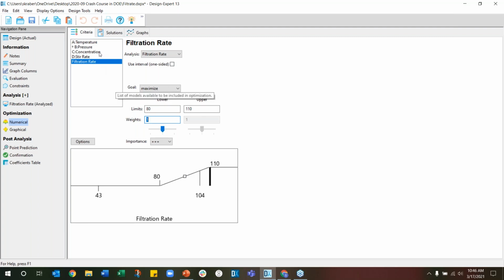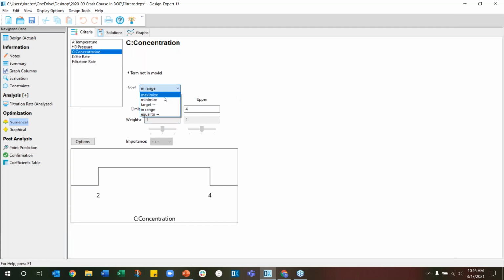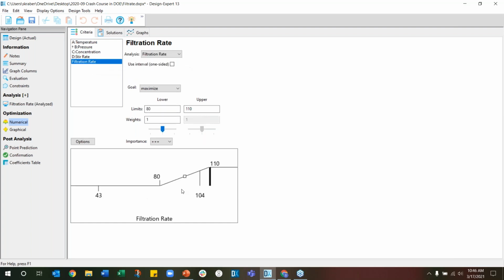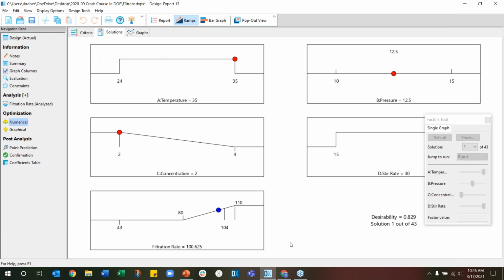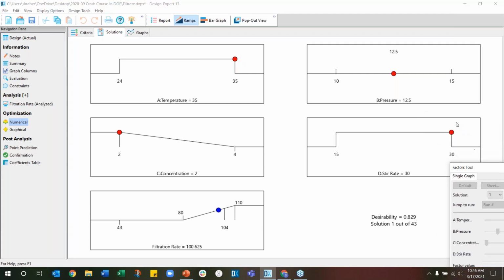The other thing I want to do in this case is minimize the concentration. Now, since this is a factor, I do want solutions to span the entire range of concentration that I studied, so I'm not going to change the range for concentration because that's a factor, but I do want to change the range for the response. So now I have two things that I'm searching for, and optimization finds the same results that we found graphically: high temperature, low concentration, and the high stir rate, giving us a filtration rate of 100.625.